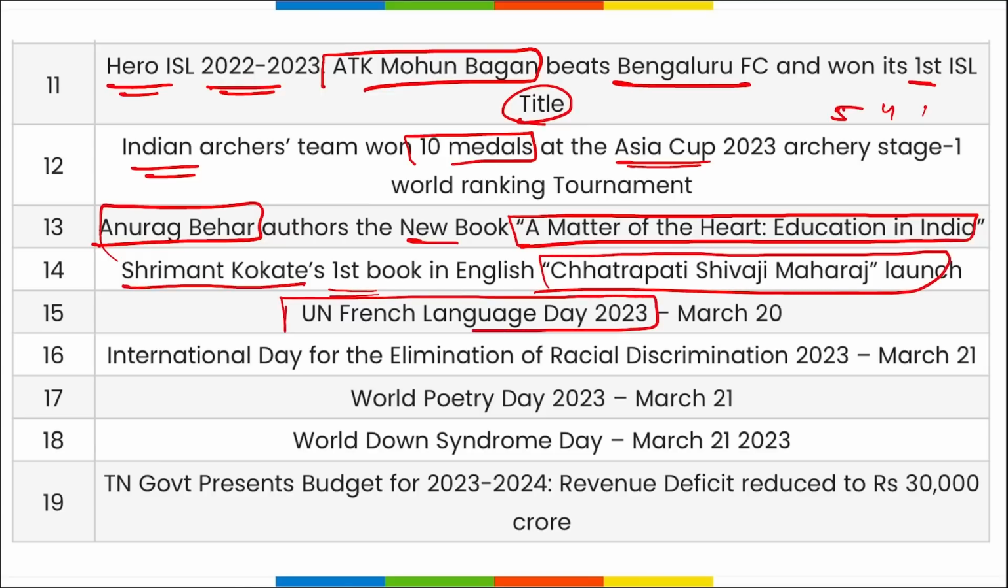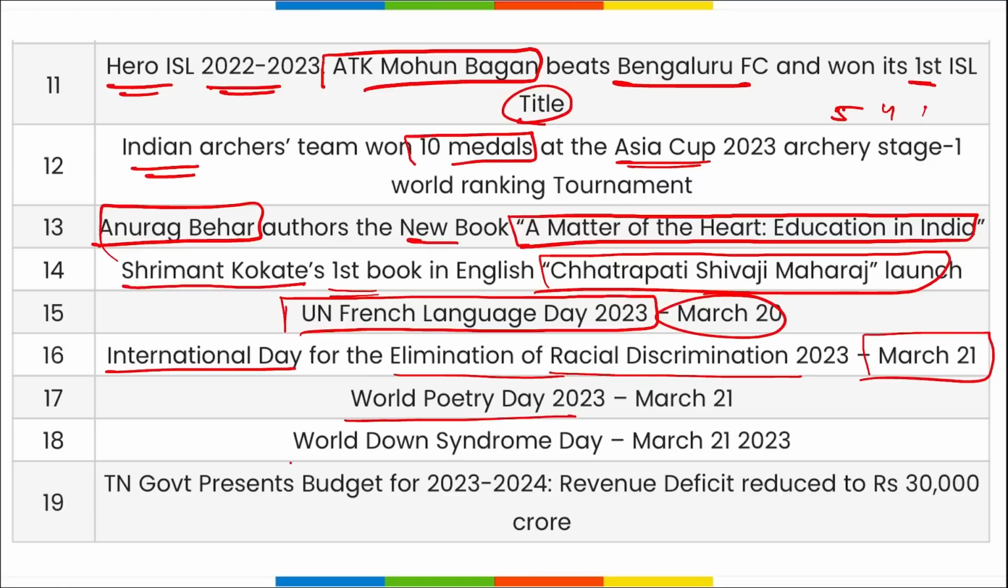UN French Language Day is observed on 20th of March, and International Day for the Elimination of Racial Discrimination is observed on 21st of March. World Poetry Day and World Down Syndrome Day are also on 21st of March, and Tamil Nadu government presented budget for 23-24 and revenue deficit has reduced to 30,000 crore rupees.